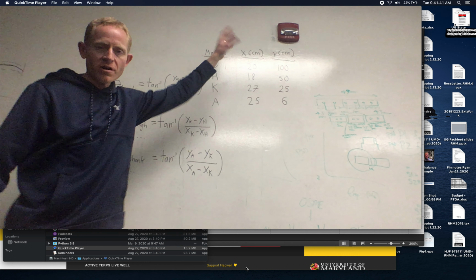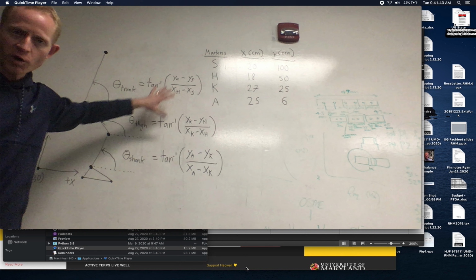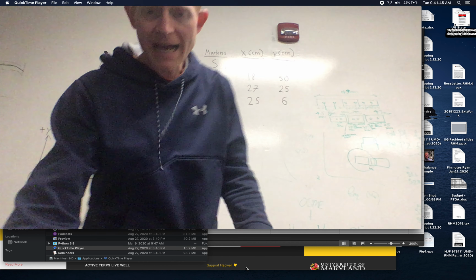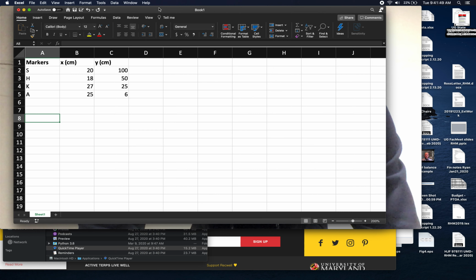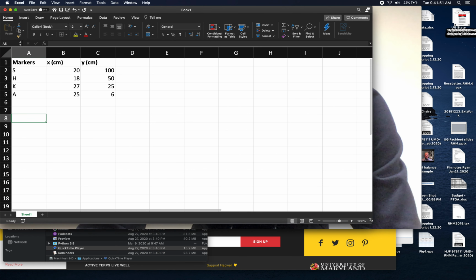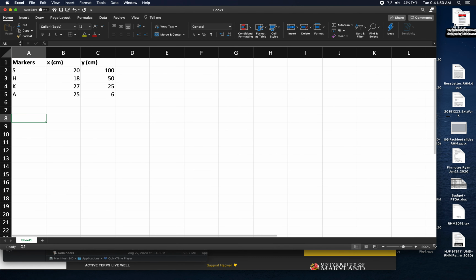Take these numbers here, plug them into these equations here. That would look like this if you're doing it in Microsoft Excel. So here I've copied those data from the marker board up there. And so let's calculate my segment angles.